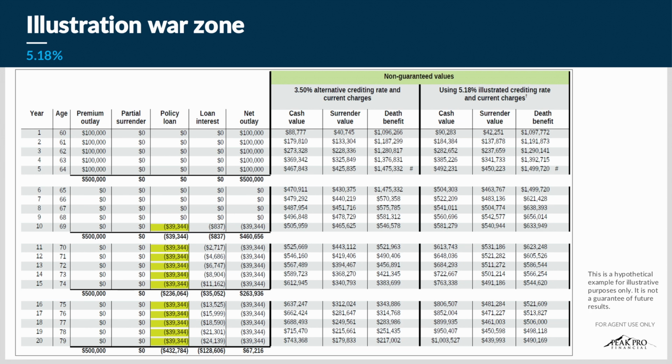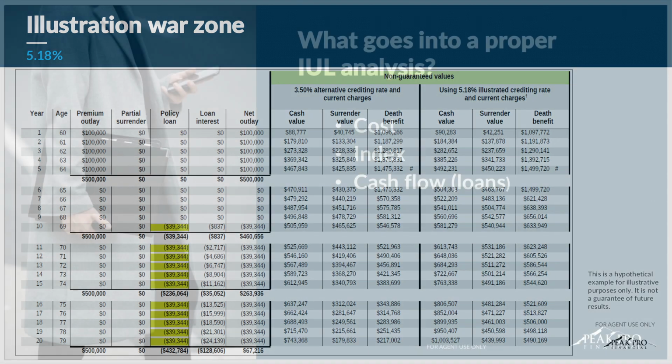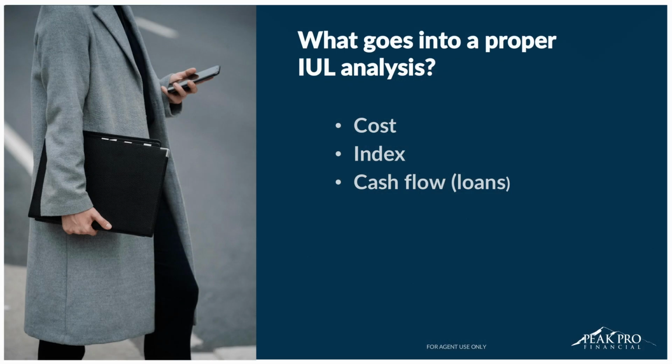To me, to Peak Pro Financial, when we really look at these contracts and we look at understanding how to analyze them, we look at three key points of analysis: cost, index, and cash flow, meaning loan structure. Without a proper analysis around these points, you really can't say you're holding a fiduciary's lens to the solution you're building inside of an IUL for cash accumulation. So we're going to focus in on a couple of these today.